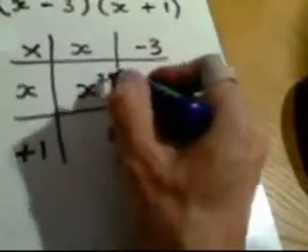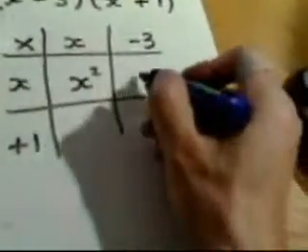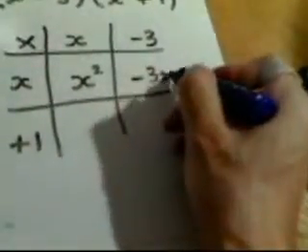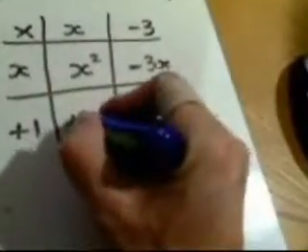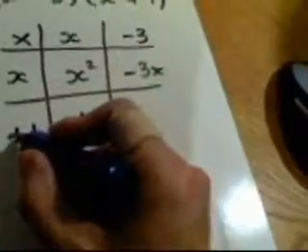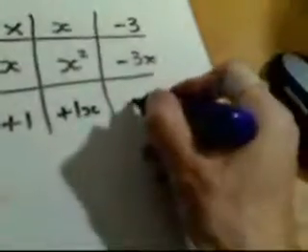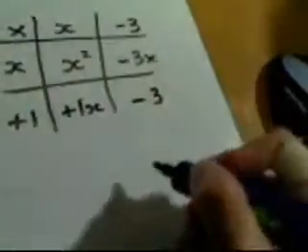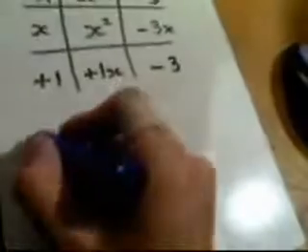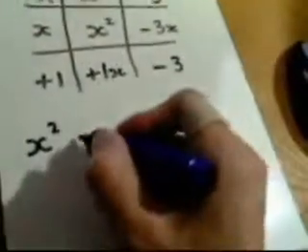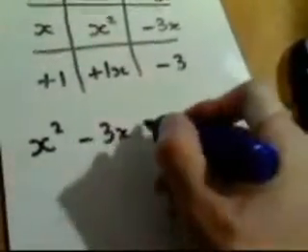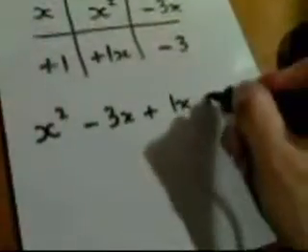x multiplied by x gives me x squared, x multiplied by minus 3 gives me minus 3x, 1 times x gives me plus 1x, and plus 1 multiplied by minus 3 gives me minus 3. So let's write out the results. I've got x squared minus 3x plus 1x minus 3.